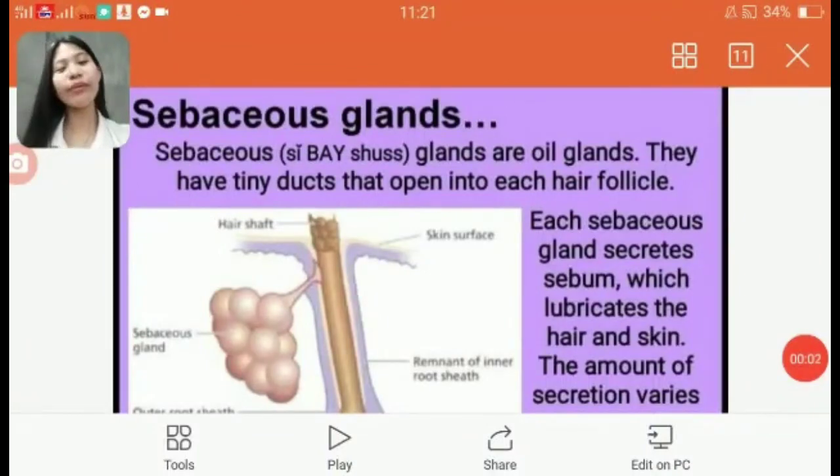Hello everyone, my name is Patricia and I will discuss sebaceous glands. So first, let's define what sebaceous glands are.